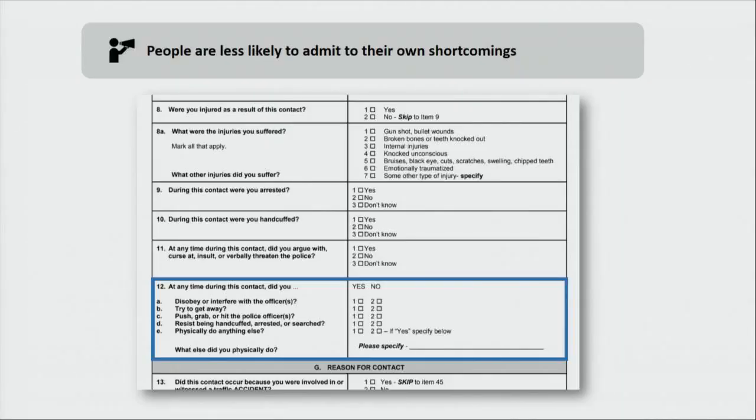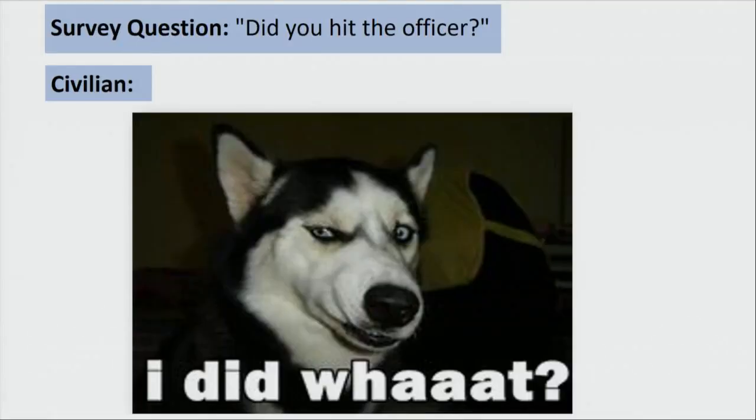So the next one is that people are less likely to admit to their own shortcomings. There was also another question in the surveys and in the code books that asked, at any time during this contact with a police officer, did you try to disobey or interfere? Did you try to get away? Did you try to push, grab, or hit the police officer? Did you try to resist being handcuffed, arrested, or searched? And so we kind of assumed that the people who would answer this question would kind of react like this. So this kind of explains why so many people did not report any of these things in the data.